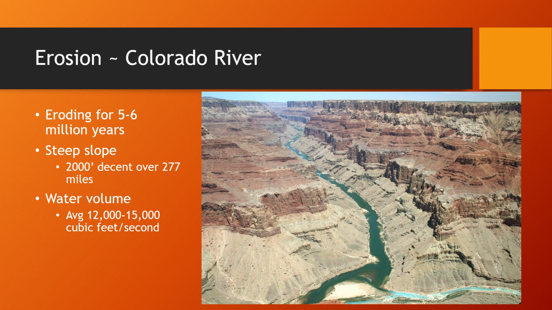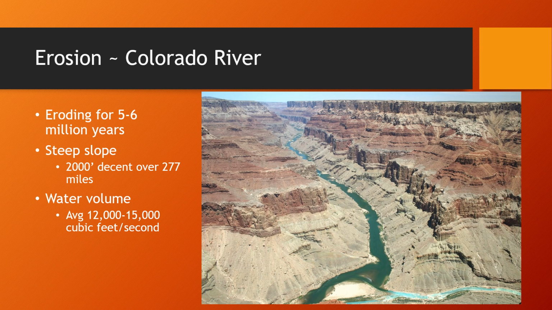I think what makes Grand Canyon National Park such a sight to see is the Colorado River's erosion cutting through the ancient rocks. The Colorado River has been eroding the Grand Canyon for 5 to 6 million years, a fraction of the time the layers of rocks have existed. The Colorado River has cut about a mile deep into the canyon because of the steep slope it has. The river descends about 2,000 feet over its 277-mile trek.